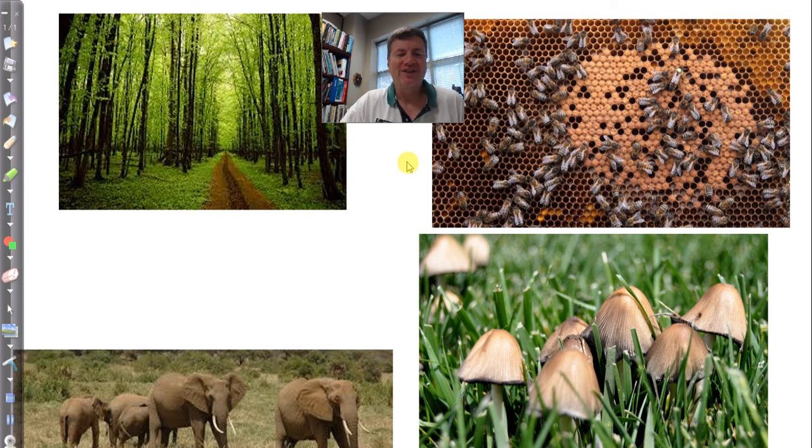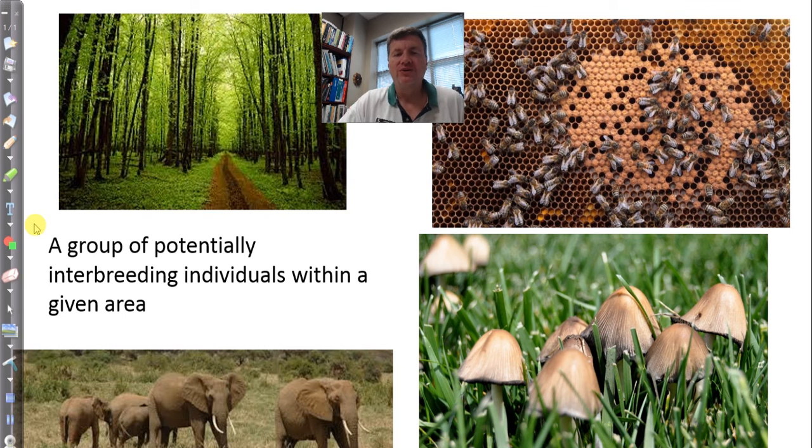Okay. Let's consider first the definition for a population, just so we're all speaking the same language here. To an ecologist, a population is a group of potentially interbreeding individuals within a given area. And this might seem like sort of an odd definition when you think about it, potentially interbreeding. Here we're talking about members of the same species. So all the members in a certain area that might potentially interbreed, that is, they're all of the same type within a given area.